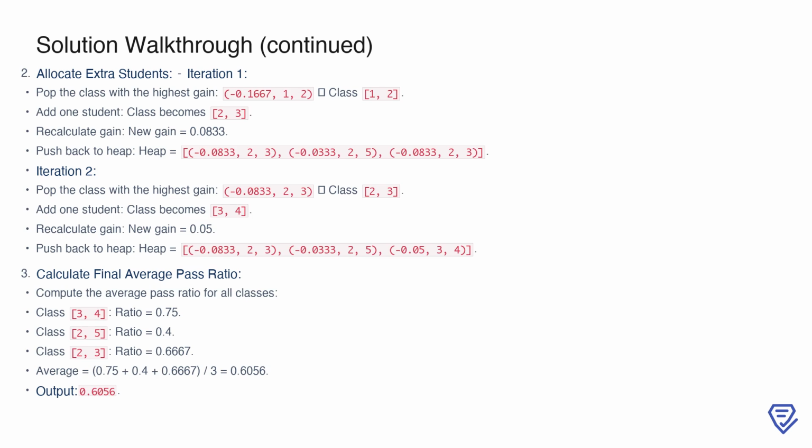Once all extra students are allocated, we calculate the final average pass ratio by summing the pass ratios of all classes and dividing by the total number of classes. For 3, 4, the ratio is 0.75, for 2, 5, it is 0.4, and for 2, 3, it is approximately 0.6667. The average comes out to approximately 0.6056, which is our output.